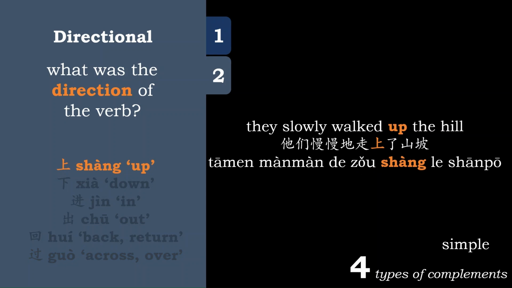Now, just to point out the use of le here, which we've already seen a number of times in this video, and we'll discuss this in detail in the next unit. But to put it simply, le indicates completed action. So in this case, 走上 would mean walk up. 走上了 means walked up.